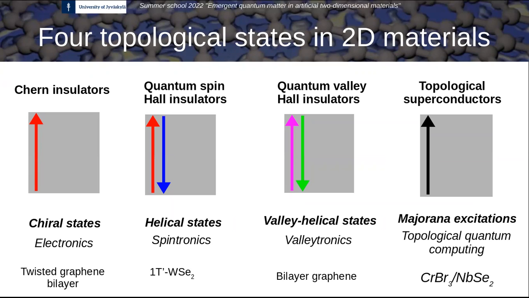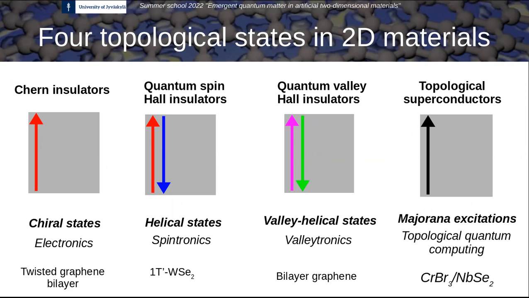We also have the helical edge states of quantum spin Hall insulators, and the pseudo-helical or valley-helical edge states of valley Hall insulators, and also Majorana chiral edge states of topological superconductors. Let me emphasize that for the discussion today, we are going to focus mainly on which two-dimensional materials we get and how they are interesting from the fundamental point of view.